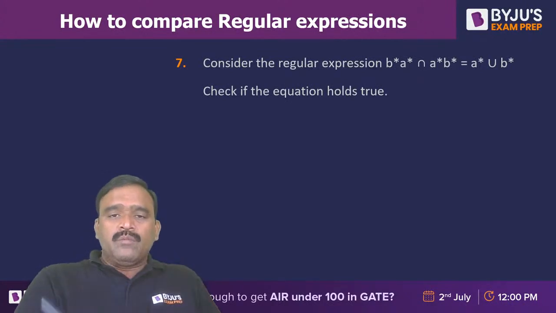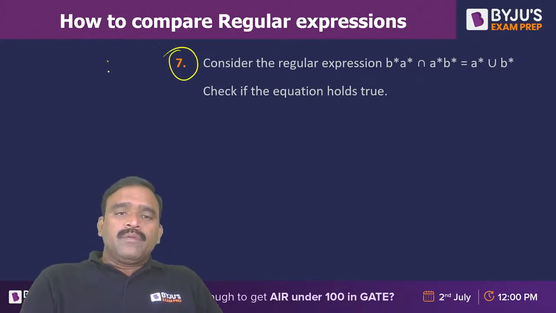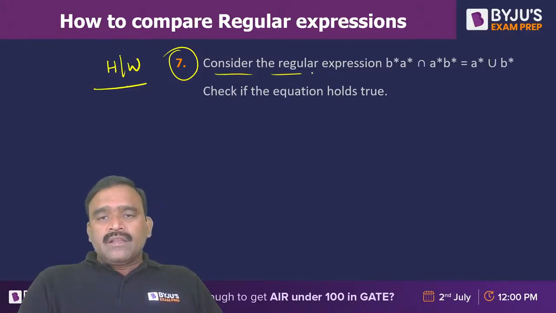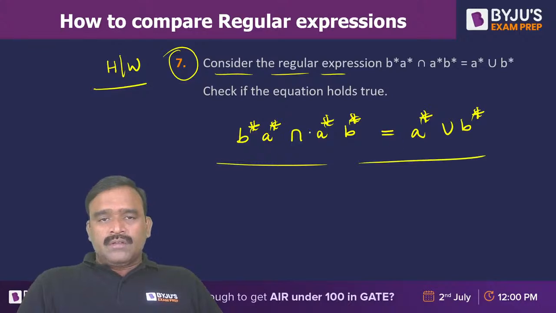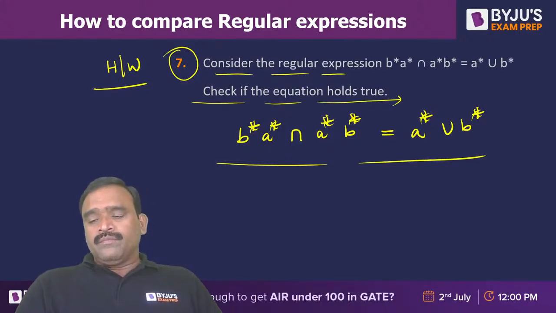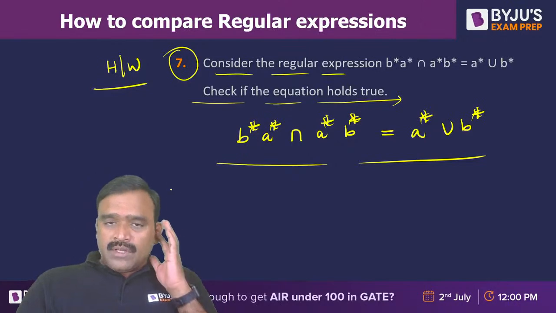And this problem I am giving you as homework, and please use the comment box for answering this question. Consider the regular expression b* a* intersection a* b*. I'll write it once again for your reference, and I'll also give you a hint. b* a* intersection a* b* is equal to a* union b*. Very good question. Whether it is true or not, check if this equation holds true. Whether it is true or false, you can check.